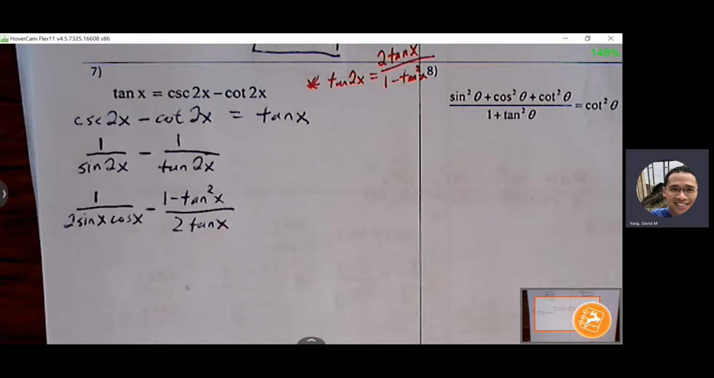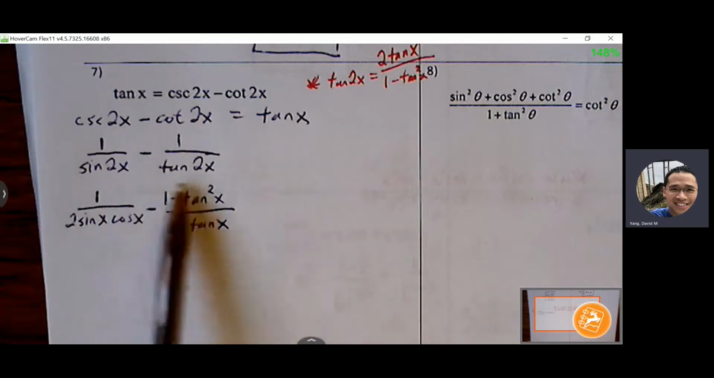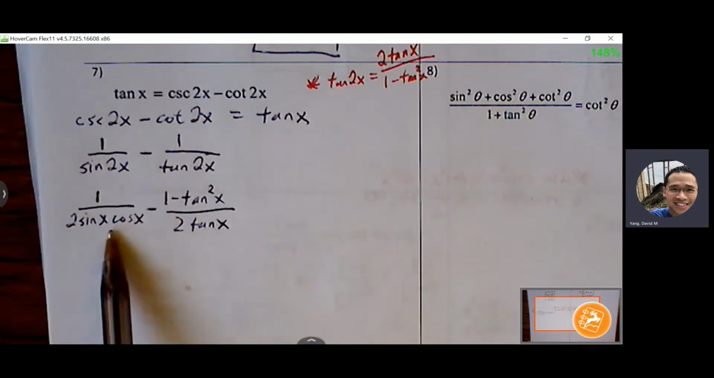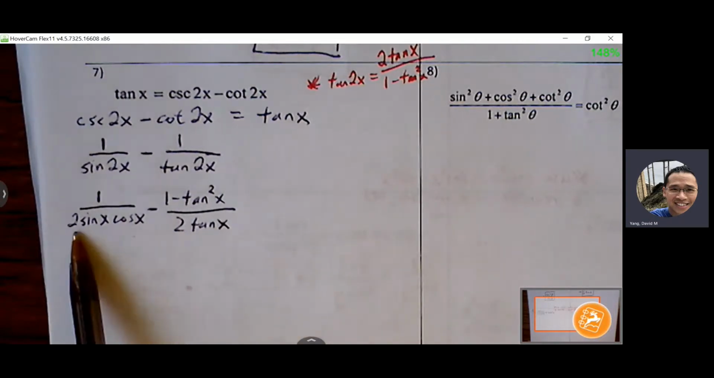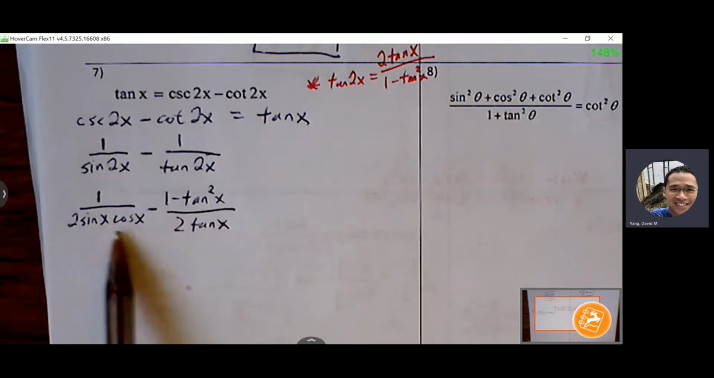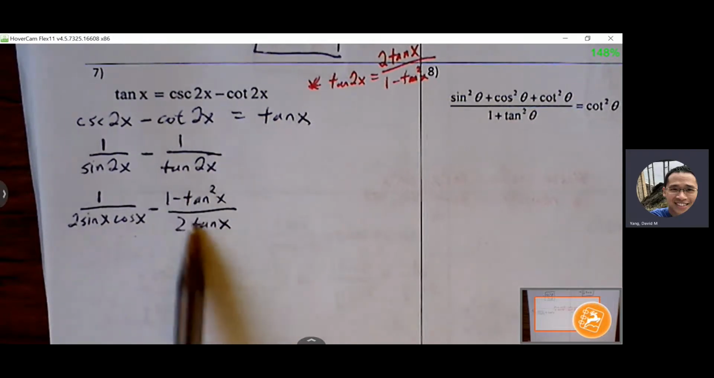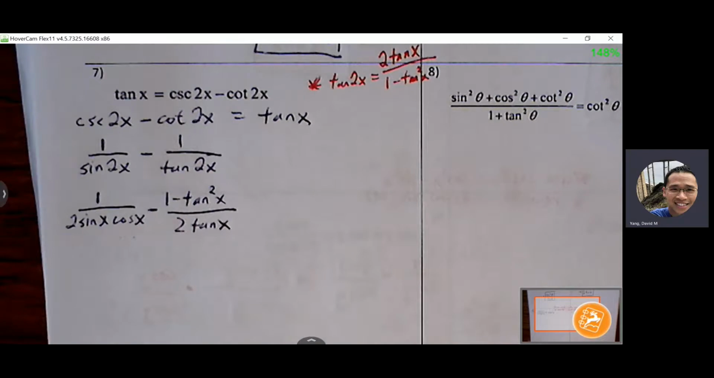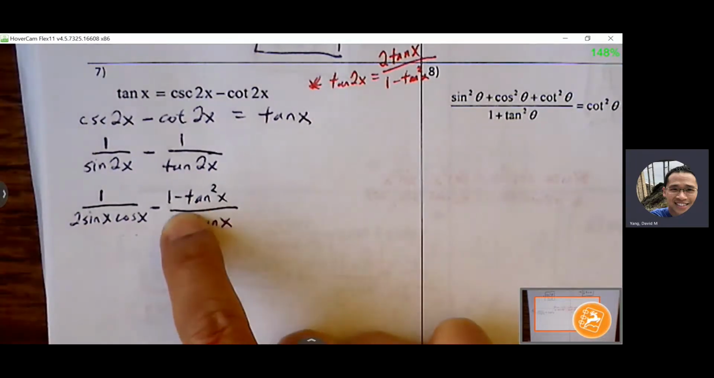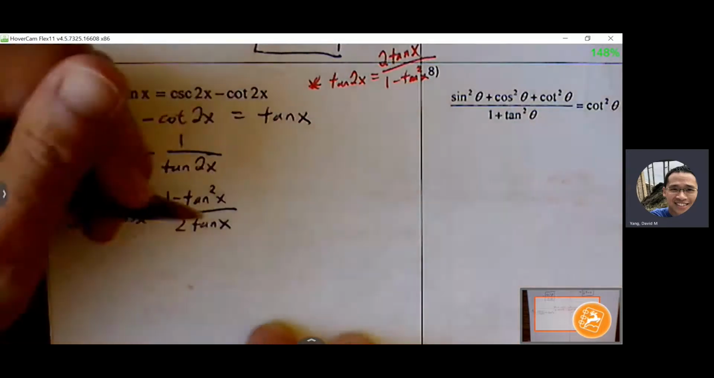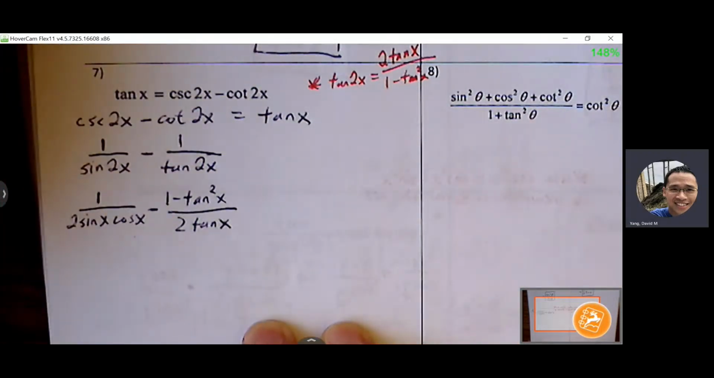I don't have an identity, but maybe I can get everything in terms of sine and cosine. How's that? That way, at least I can maybe find a common denominator, because I have sine and cosine here. It'd be easier to match if I have sine and cosine here as well. So 1 minus tangent squared is the same thing as 1 minus sine squared over cosine squared.